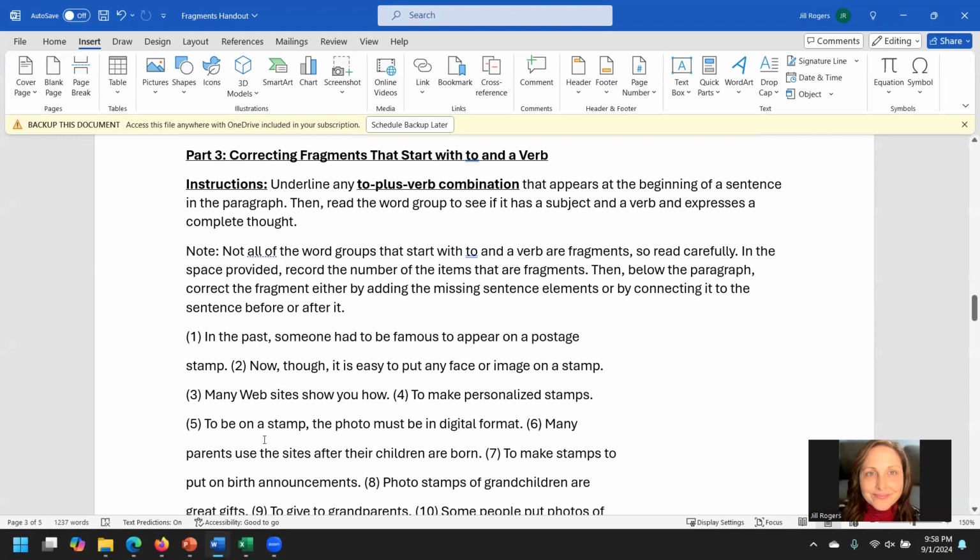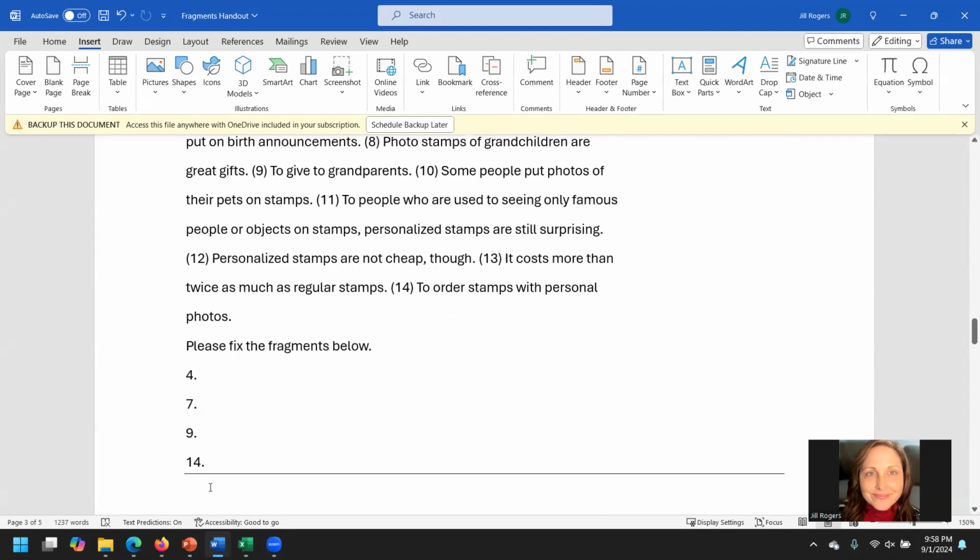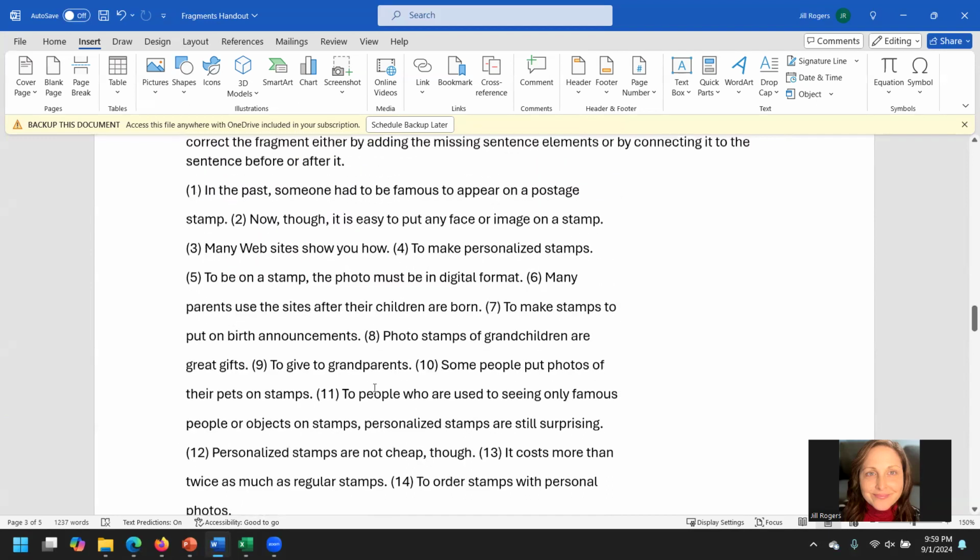Like this one: "To be on a stamp, the photo must be in digital form." So this is not incorrect, because this is just an introductory phrase that happens to be in the infinitive form, but it's connected to an independent clause that has a subject, verb, and a complete thought. So it's warning you about that. Below this, I want you to rewrite the mistakes here. Okay, all right.